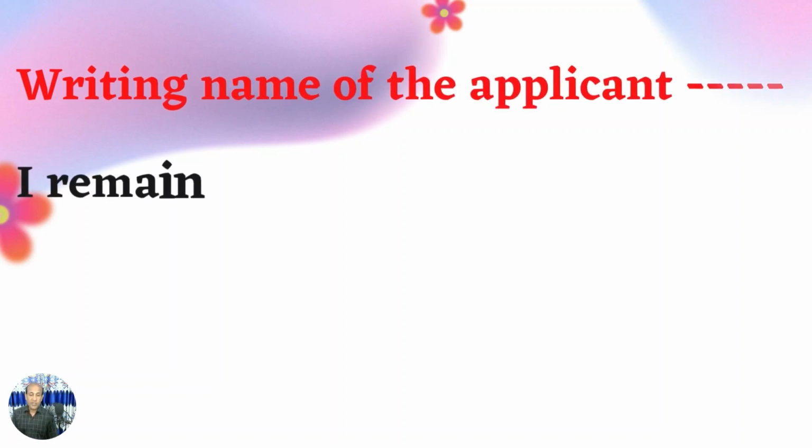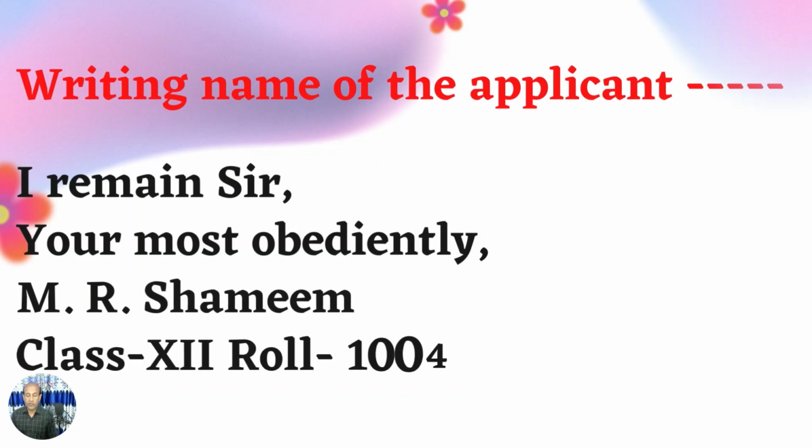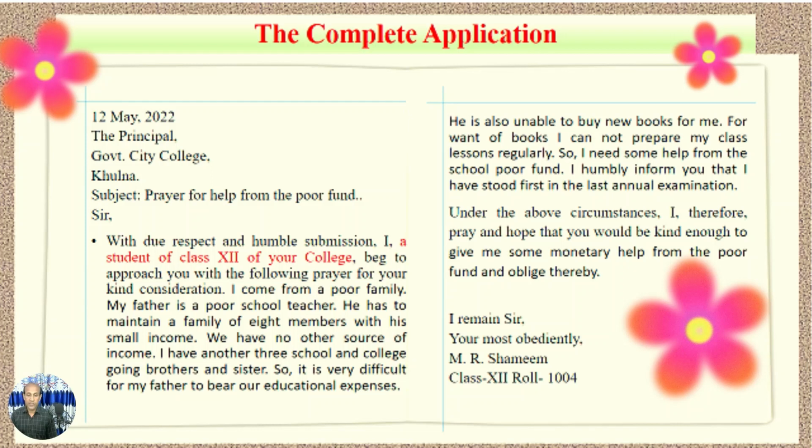Writing the name of the applicant: I remain, sir, your most obediently, Shameem, class 12, roll number 004, or your class and roll should be different. And if you look at the complete application, it will appear in your answer script like this. If you can avoid any grammatical or spelling mistake, I hope you will get full marks. Whatever the marks in the question paper, you will get it in full.